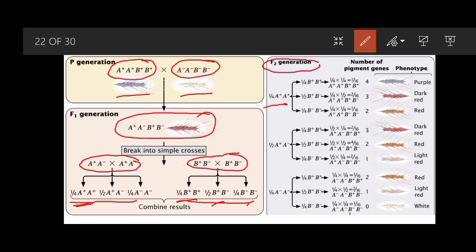So when this A plus is combined with the B plus B plus, multiplying 1 by 4 into 1 by 4, we get that 1 by 16 will have the A plus B plus genotype, and the color will be purple, just like the parental generation. And similarly, all other genotypes can be very easily calculated. So it is clear from this that Mendelian ratios are applicable to the quantitative ratios.